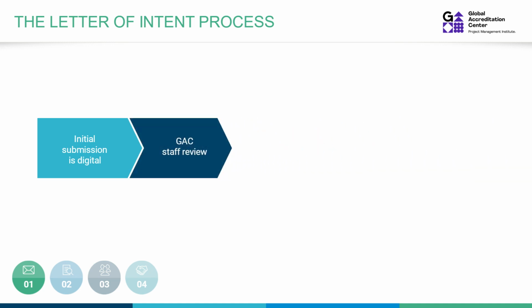The process starts once a digital letter of intent is received in the GAC offices. Upon receipt, GAC staff reviews the documentation, checking that all requested information was provided. In some cases, GAC staff may request additional clarifying information or may ask that the letter of intent be resubmitted. Once all questions regarding the letter of intent have been resolved, the program is advised by GAC staff to submit a paper copy of the letter of intent.